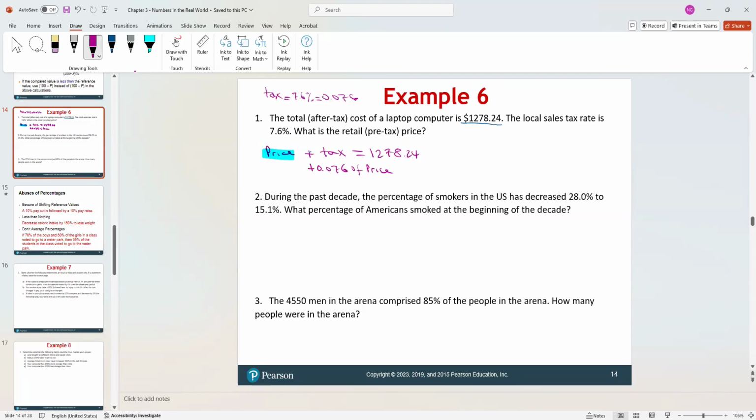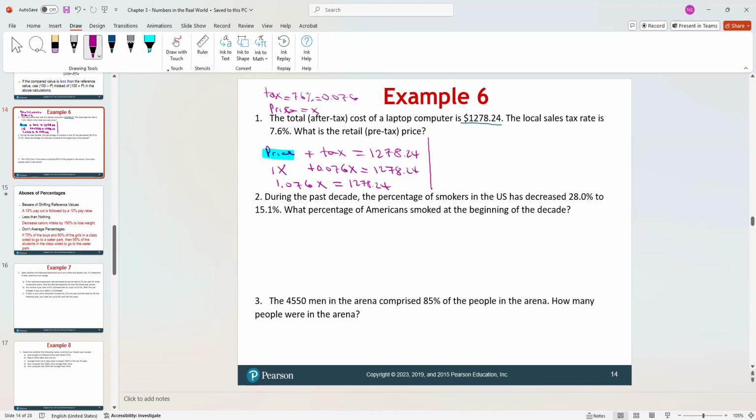So what we need to do, let's call the price X, because I don't know the price. Price equals X. Whatever we have here is 7% of X, so we can use multiplication. 1X plus this gives you 1.076X equal 1,278.24.